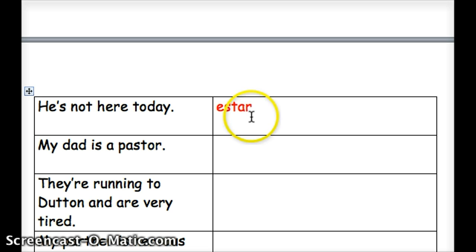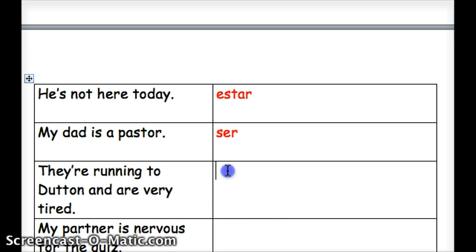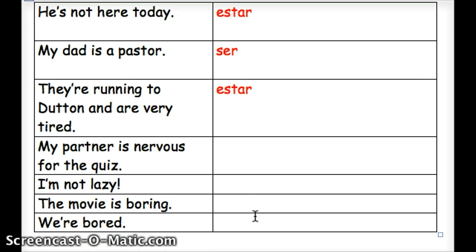So estar here because of location. Ser here because your dad, being a pastor, is his profession, part of his identity. They're running to Dutton and are very tired. So, thinking of our star in the sky picture, being very tired. Is that location? No. Is it an emotion? No. Is it a physical condition? Sí, it is. So you would use a form of estar. I'm going to let you think about those, give you a minute or so, and then come back and give the answers to those.